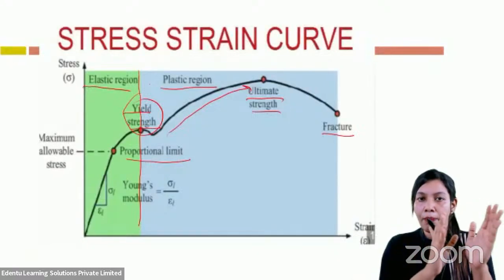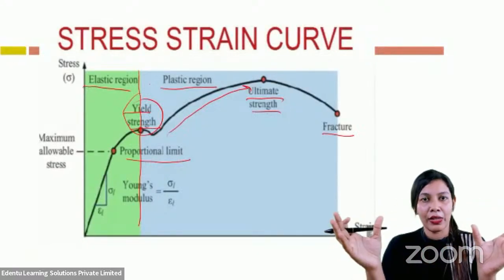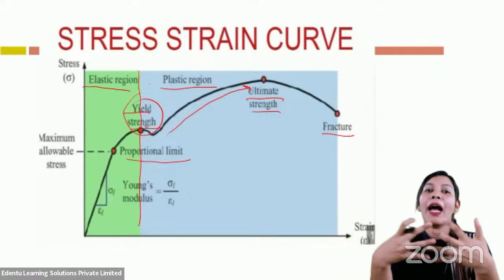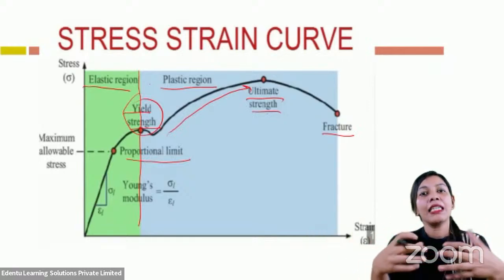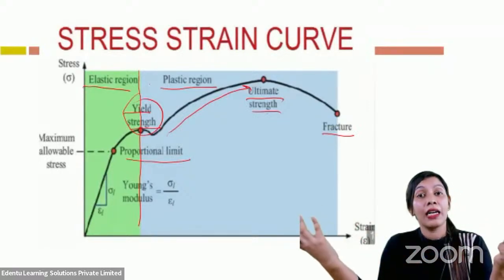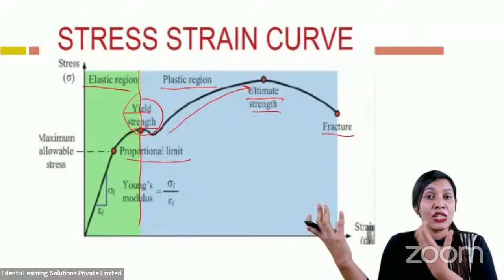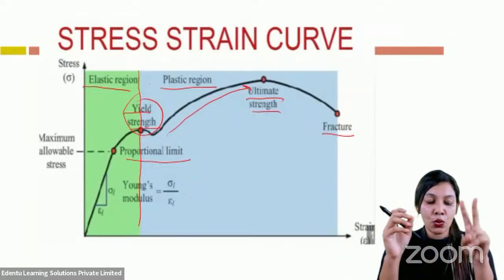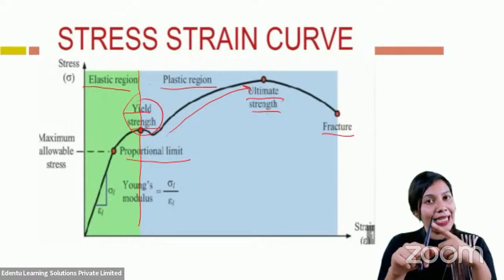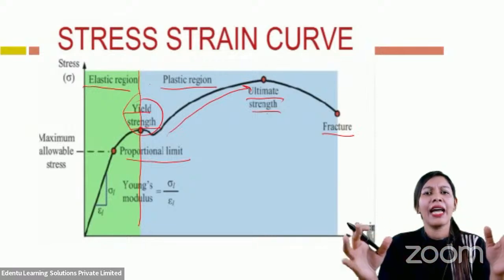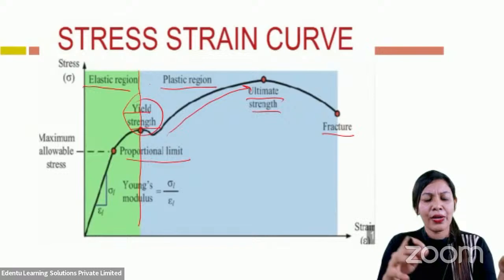So there are two important concepts: the elastic region and the plastic region. Elastic means it can go back to its normal position. Plastic means it will rupture once it goes to a particular strength. So in the elastic region, two terms are there: proportional limit and yield strength. In the proportional limit, strain is directly proportional to stress.